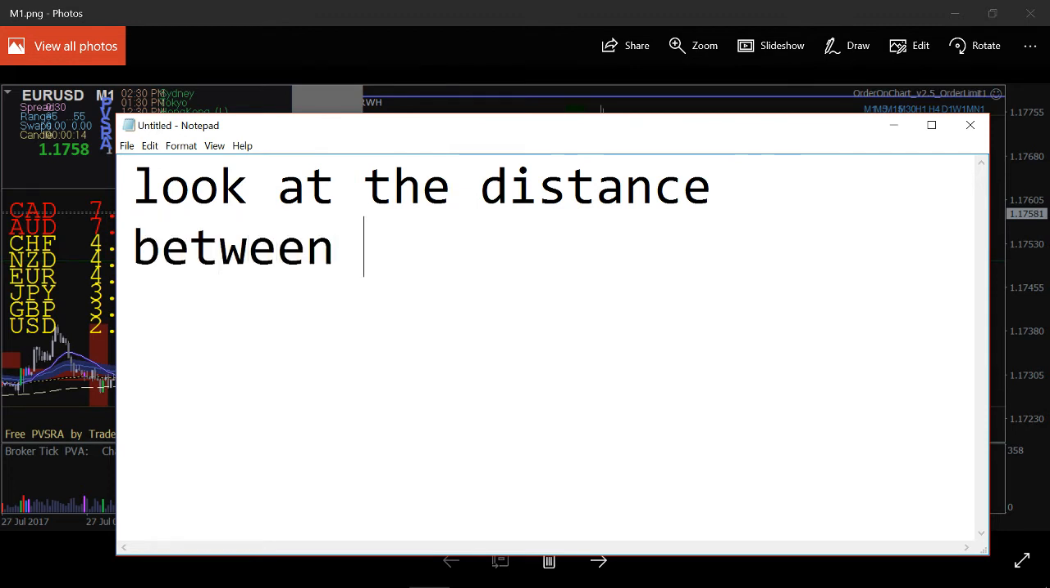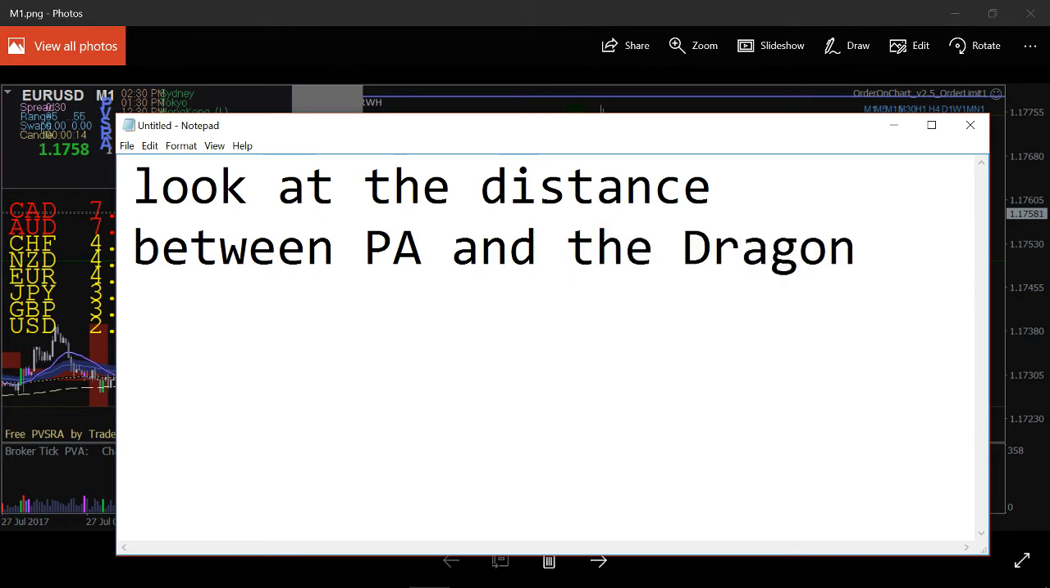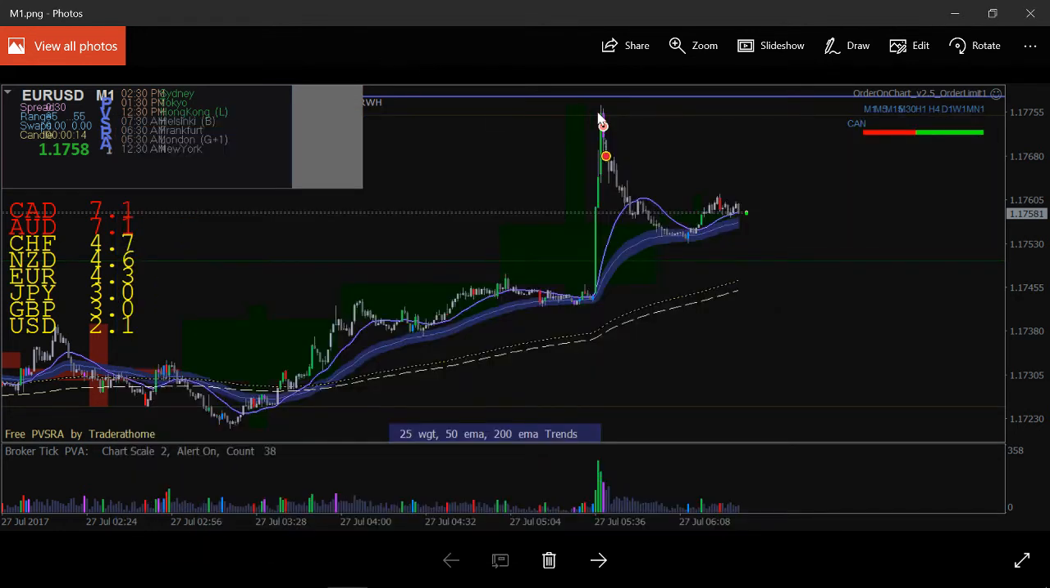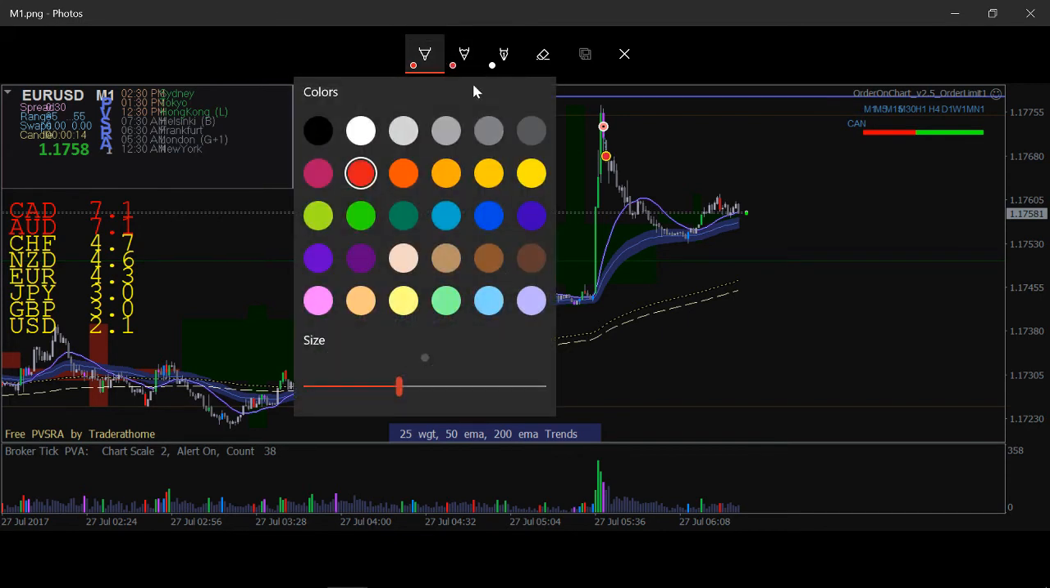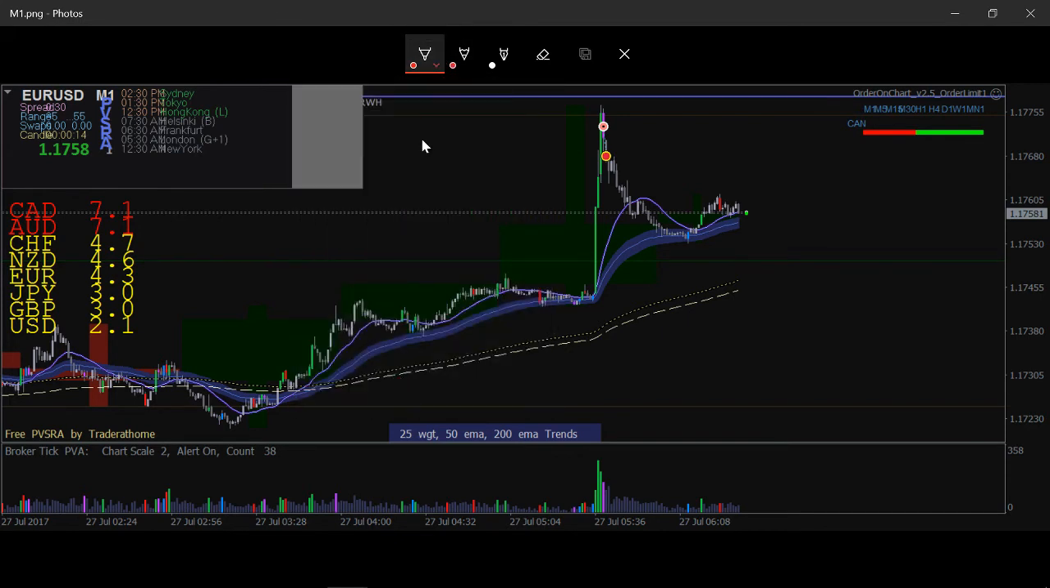So you look at the distance between price and the dragon. What can you see here? When I was here, I look at the distance. But then from here, let me draw to you guys. So I look at the distance.